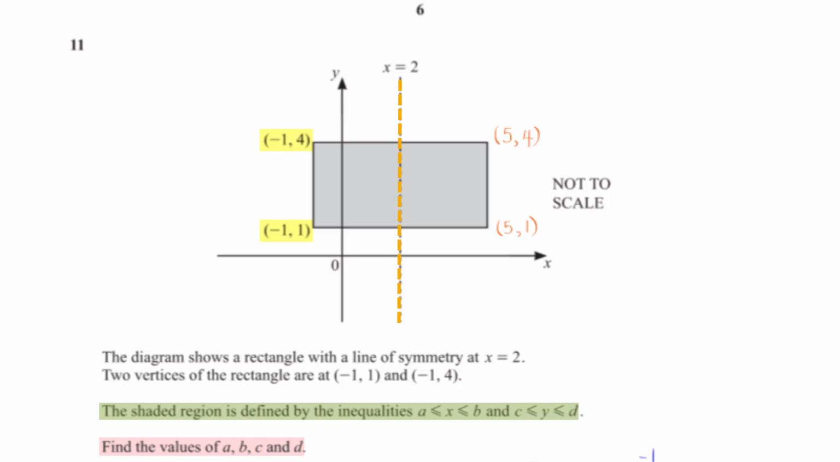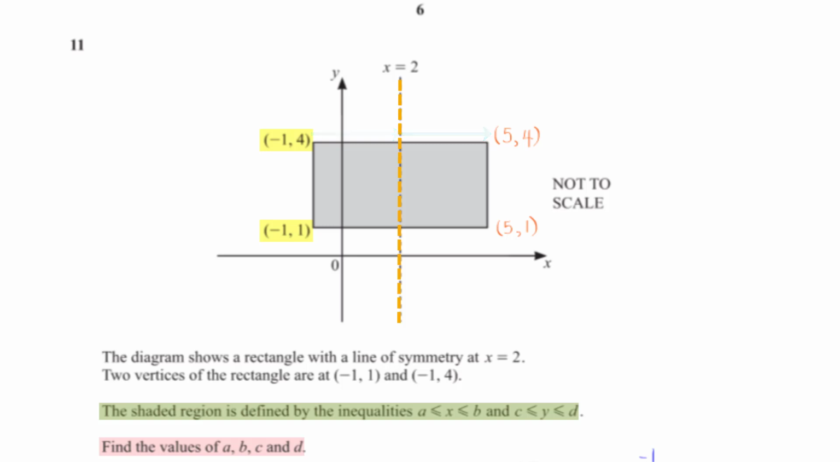To find the values of a, b, c, and d, we need to first find the remaining two coordinates of the rectangle. We've been told that x is equal to 2 is a line of symmetry. So for the top part of the rectangle, if we need to move 3 units from this point to the line x is equal to 2, then we also need to move 3 units from x is equal to 2 to get to the next point. And so 2 plus 3 gives us the x coordinate of this point as 5. And since this line is horizontal, the y coordinate stays the same and is equal to 4.